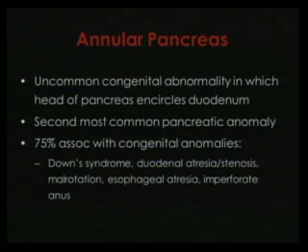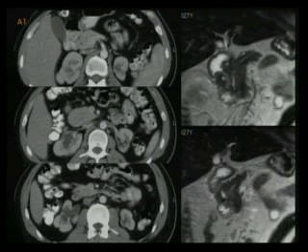Annular pancreas is the second most common anatomic variation, and basically what you have is the pancreas going around the duodenum. It is associated with other congenital anomalies like Down syndrome, duodenal atresia, malrotation, and esophageal atresia, and can cause symptoms because the duodenum can be compressed by the pancreas. We have some examples.